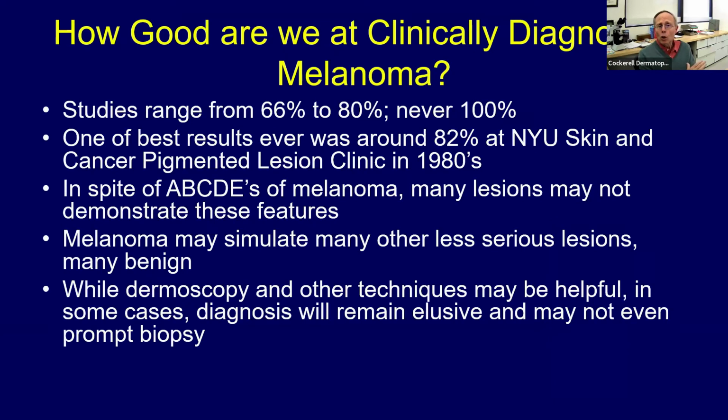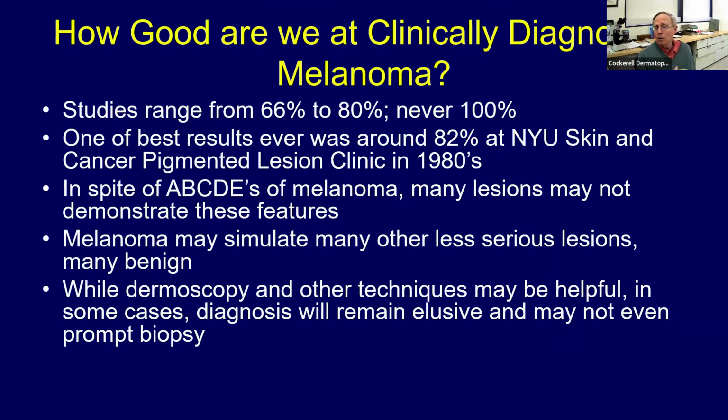Now, how good are we at clinically diagnosing melanoma? Well, we're not that great. Studies range anywhere from 66% to 80%. It really never gets to 100%. One of the best results ever was back in the 1980s at NYU, where the clinicians got about 82%. That was at an NYU skin cancer pigmented lesion clinic with Al Kopf and guys like that there. So we're not that good just in the general community.